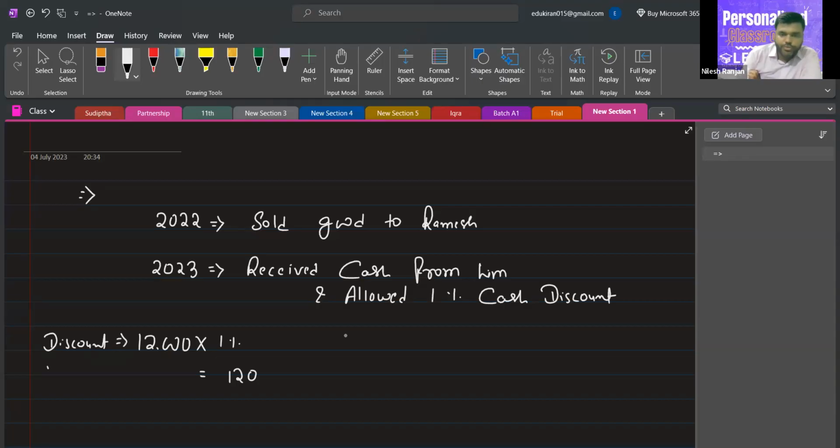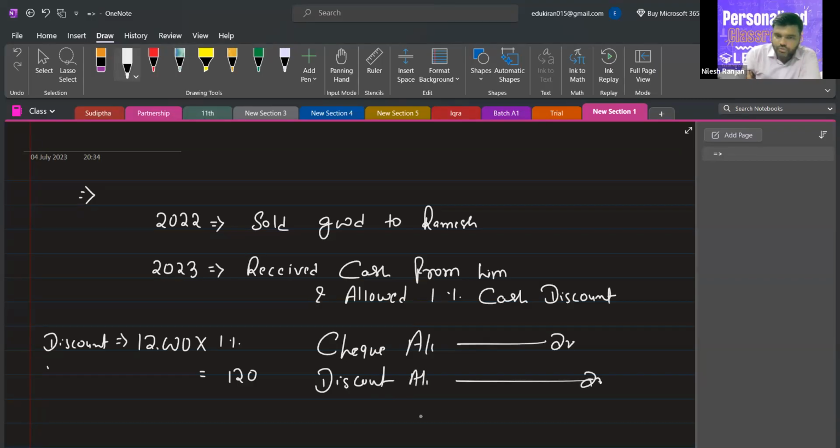Now, how much money have we received? So cash account debit, or he paid us by check. He paid us by check. Okay, so we will write check. Check account debit, discount account debit to Ramesh account.